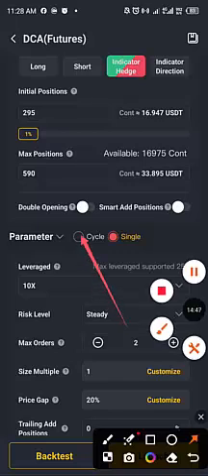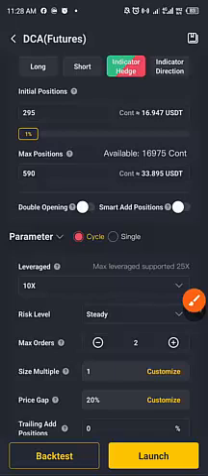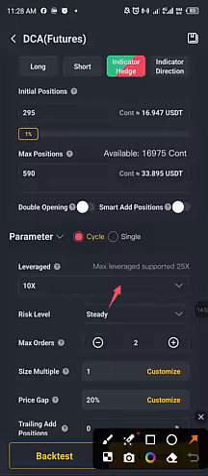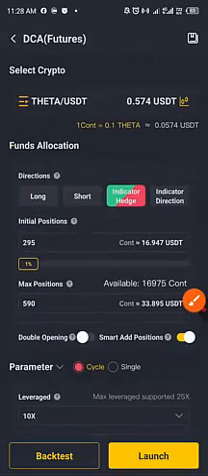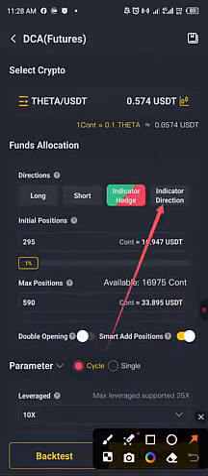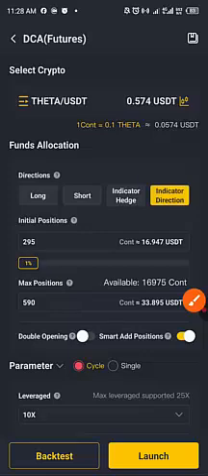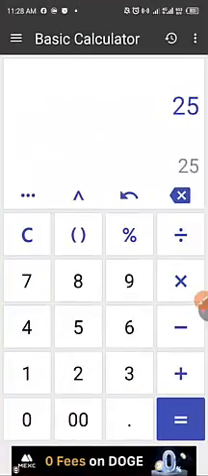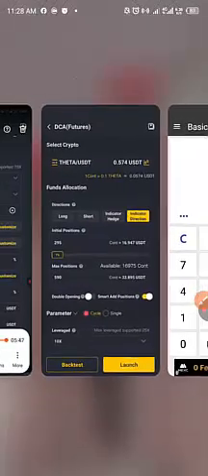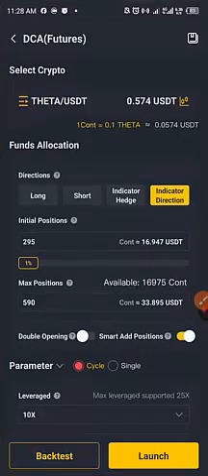And then we come here and change it to cycle. It's on single by default, so we change it to cycle. We come here, we click on smart add position. Okay, we activate it, and then don't forget to change the indicator to indicator direction, meaning the market will determine the direction we'll be trading in, so that we can go and sleep and the bot does everything for us. And then don't forget, according to our calculation, we want to trade with $25, which is that much because of our leverage. That $25 is actually 2.5% of our money, but because of leverage, we're getting more money.